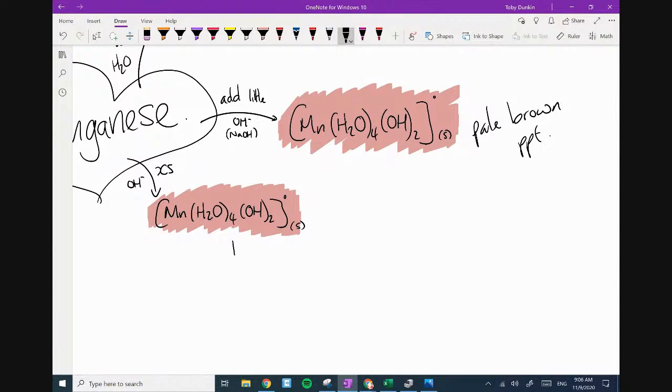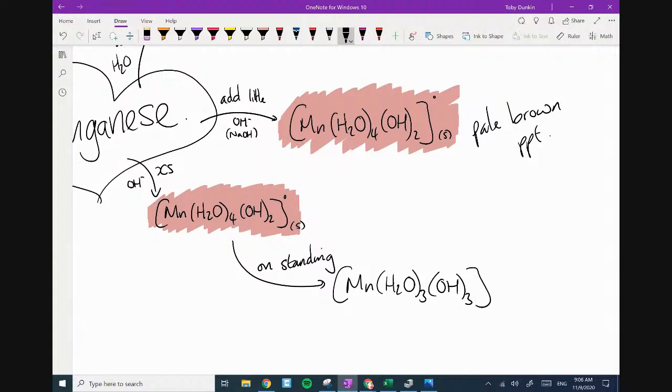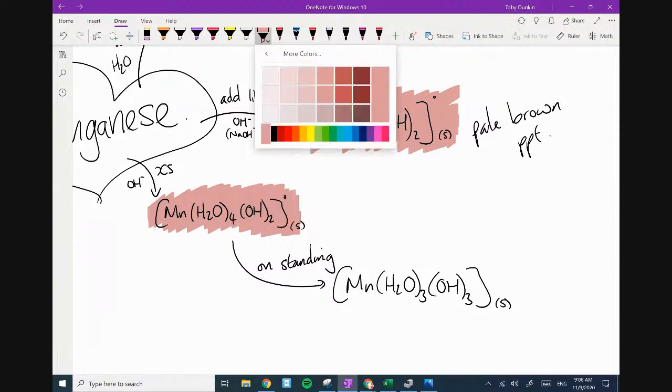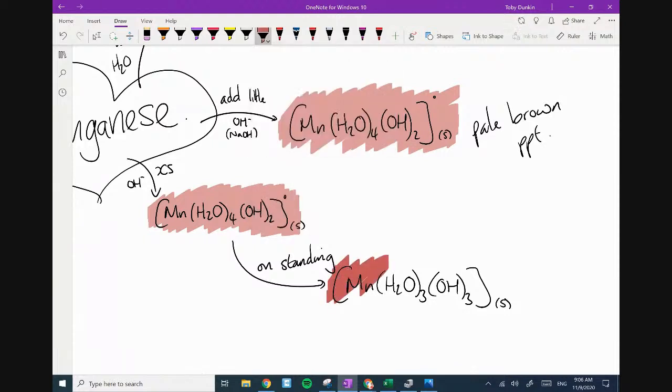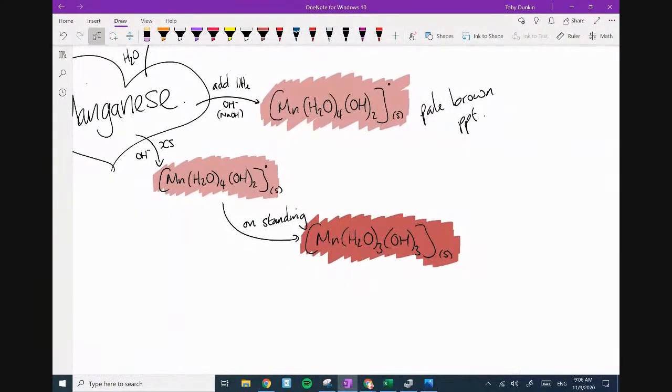Now this one, on standing, it actually oxidizes. It forms Mn(H2O)3(OH)3, which is still a precipitate, and it's dark brown. That's what I mean by, it's better to say pale brown at the beginning because there can be a way to distinguish them. You can actually say brown and then dark brown. So it forms a pale brown at the beginning. And then it forms a dark brown on standing.